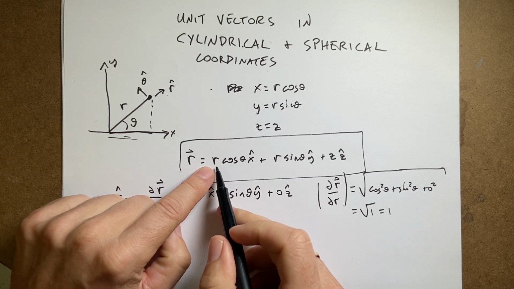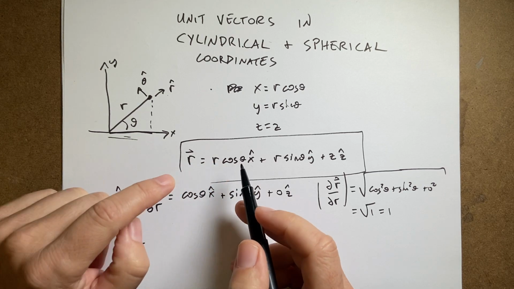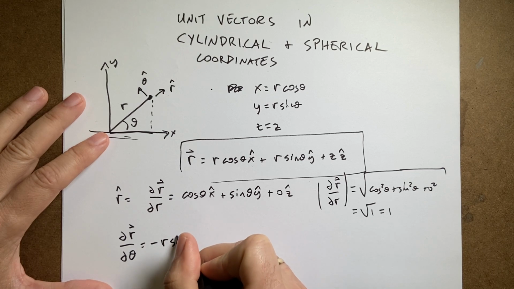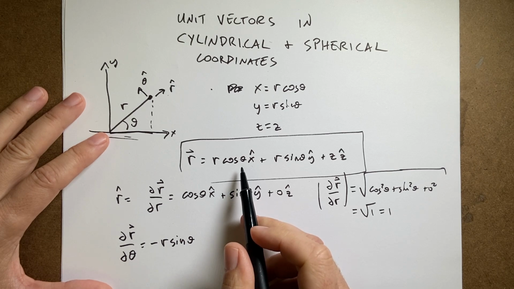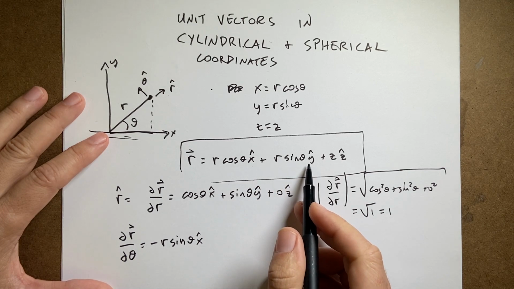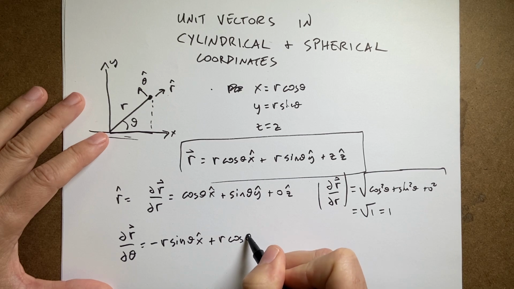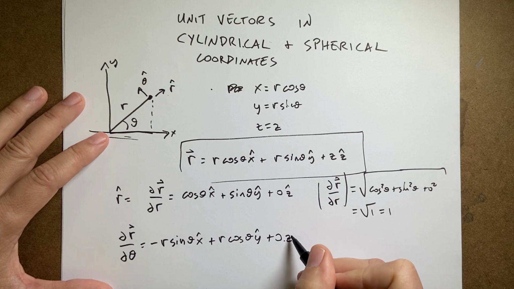Well, r doesn't depend on theta. The derivative of cosine theta is going to be negative r sine theta. But then I need to also take the derivative. No, I don't. I'm taking the partial with respect to theta, so that's it. And then I get x hat. And then I do it for this one, and I get plus r cosine theta y hat plus 0 z hat.